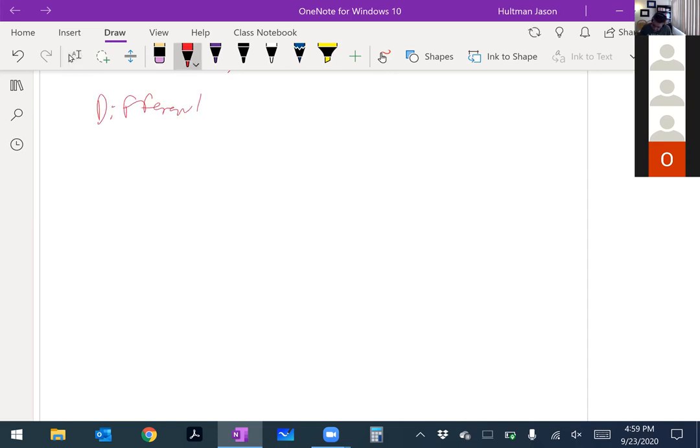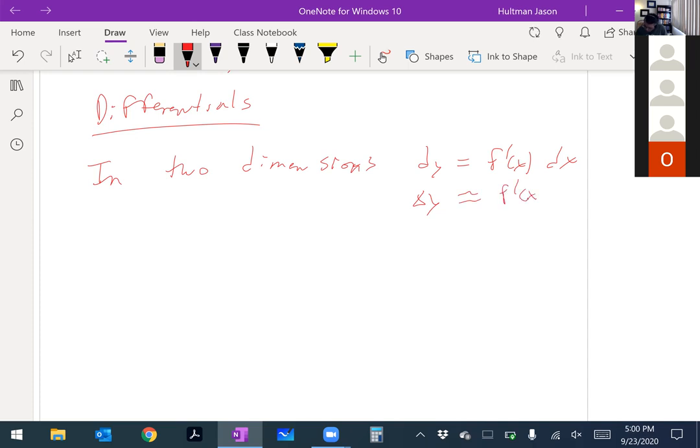Okay, differentials. In 2 dimensions, if we think back to Calc 1, dy is equal to f prime of x dx. And we would say that delta y, the change in y, is approximately equal to f prime of x times the change in x. So this is the slope, right? The change in y for a linear approximation over the change in x is approximately the slope of the tangent line.